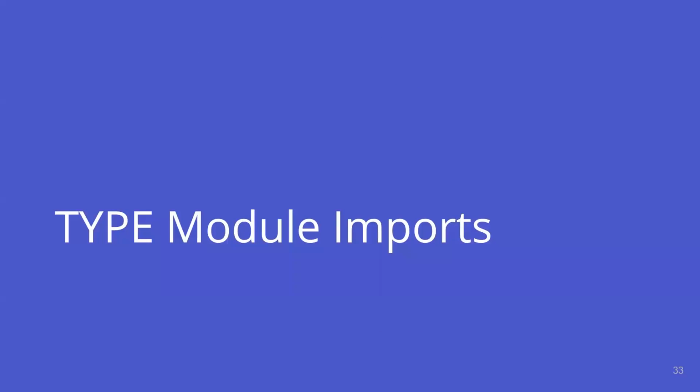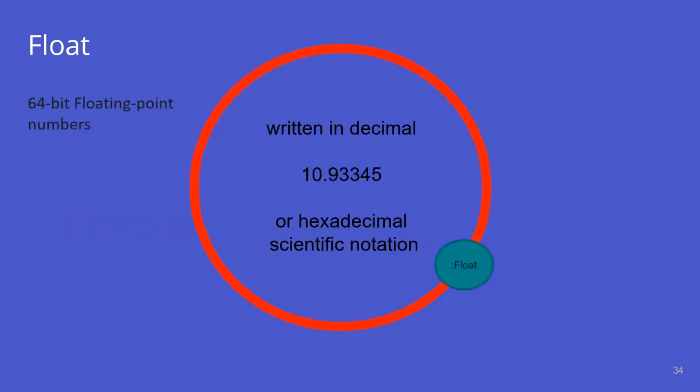So module imports for types. We're going to explore this a little bit now. So type float defines the 64-bit floating point numbers. These are numbers that are typically written in decimal, negative or positive, with a decimal point. Quite large values can be put into these 64-bit floating point numbers. Or alternatively, you can use hexadecimal scientific notation.